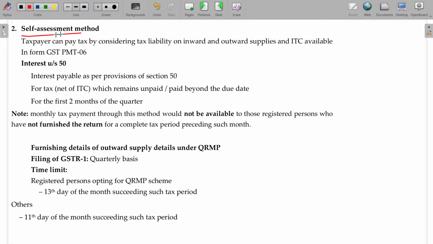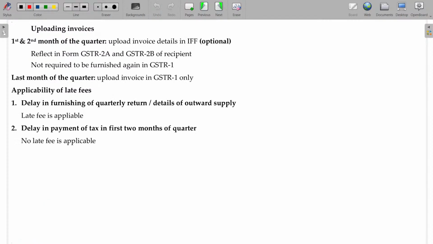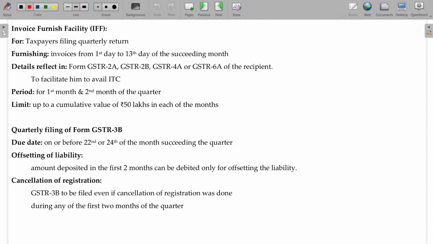Self-assessment method. Self-assessment method means on the 20th when you file GSTR 3B after paying the tax, it's not going to be verified, it's done by yourself, that is called the self-assessment method, that's all. If you are delaying, then interest will be applicable as per section 50. I need not reteach that here. Whatever things you already studied will be applicable here. Now, the time limit also we have studied already. It's repetition only. Already explained the QRMP scheme. And IFF also I explained.